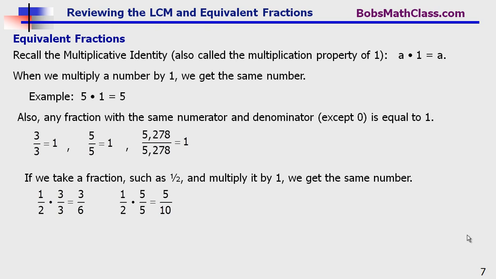So if we take a fraction, like 1/2, and we multiply it by 1, we get the same number. So 1/2 times 3 over 3, multiplying straight across, gives you 3 over 6. It's the same number, called an equivalent fraction. It looks a little bit different. It's really the opposite of reducing. And why are we doing this? Again, we're getting ready to add and subtract fractions, and we're going to have to make the denominators the same. So when we change the denominator, we're going to have to change the numerator.